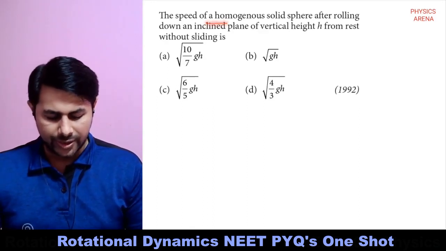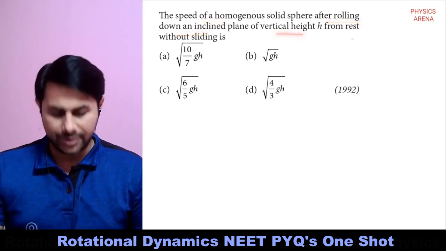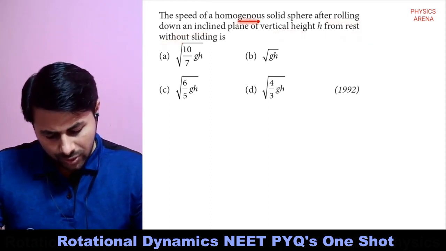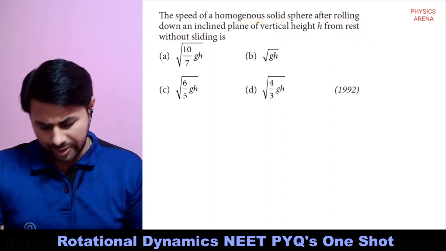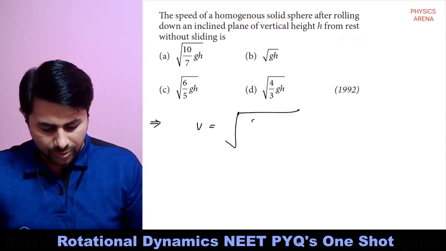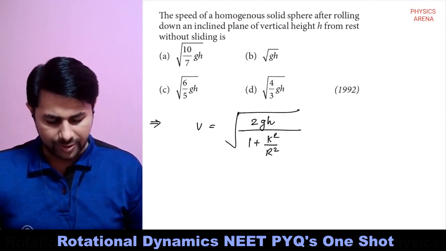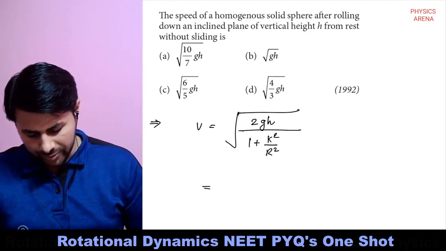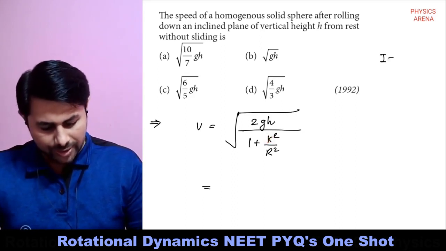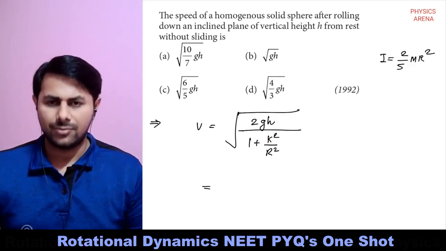The speed of a homogeneous solid sphere after rolling down an inclined plane of vertical height h from rest without sliding is, okay, speed of a homogeneous solid sphere. It is a solid sphere, so this is a direct question. We know v is equal to what? Square root of 2gh upon 1 plus k square by r square. So what is k for a solid sphere? The moment of inertia of a solid sphere is 2 by 5 mr square, right?